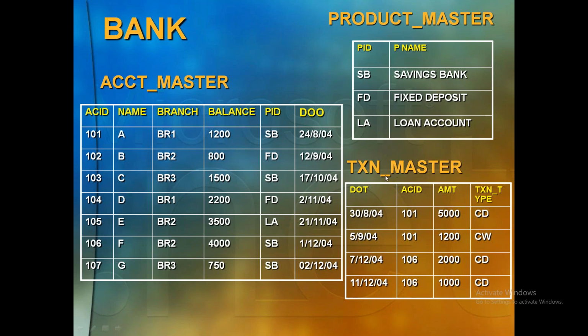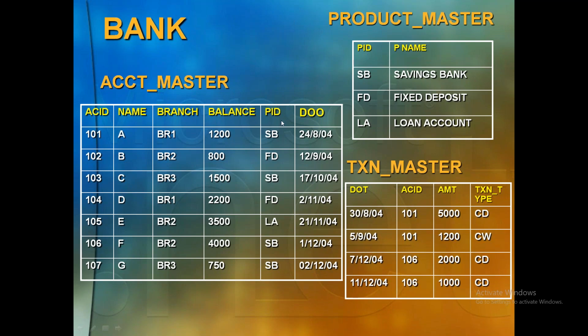One customer will do a lot of transactions. After opening the account, what do you do? You go to the bank, you do cash deposit, cash withdrawal. All these things are available in a transaction master table. When you open an account, there is a product called SB. What is SB? SB means savings bank. There is a separate table available. SB means what? FD means what? LA means what? So this is a primary key table and this is a foreign key table.